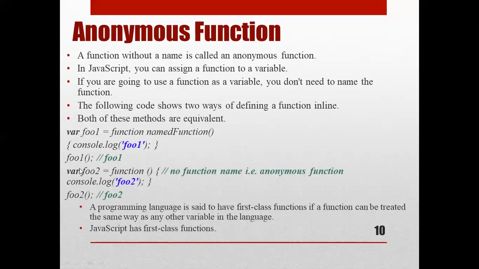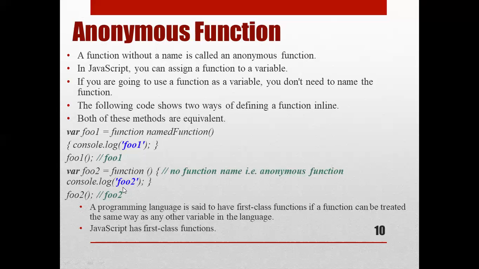Then another type is here: variable foo2 is equal to a function without a name, that is, an anonymous function. The previous one was the example with a function name, and now a function without a name, an anonymous function. The variable foo2 is equal to a function; open the body, write console.log and print f002, then call this variable. Now this variable acts as a function here, so it will print this f002.